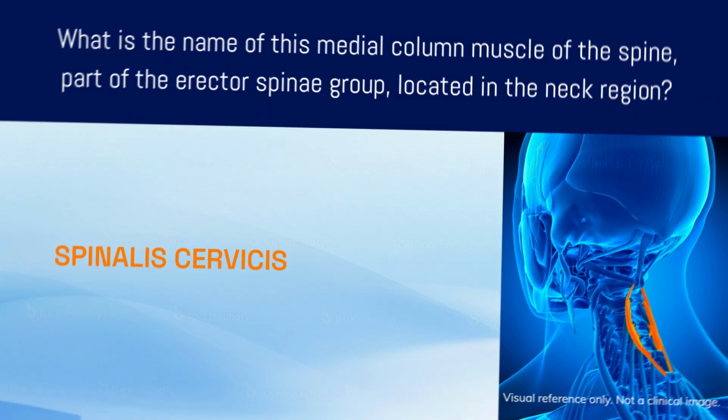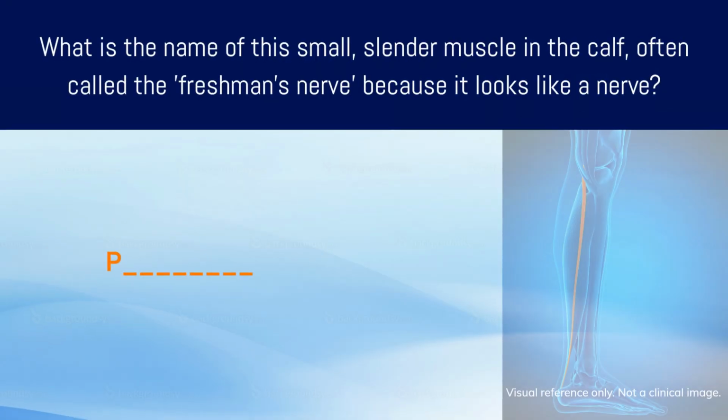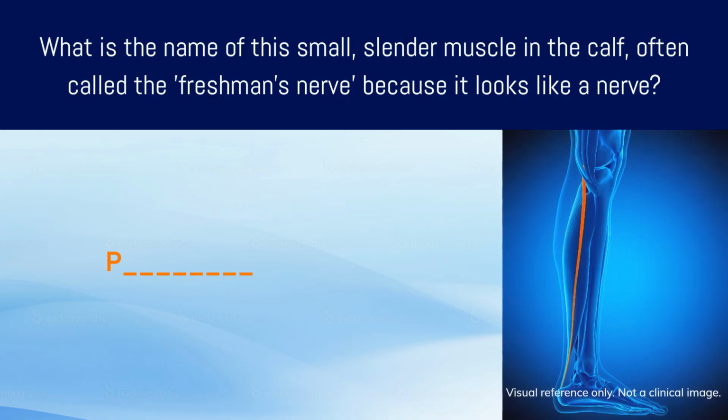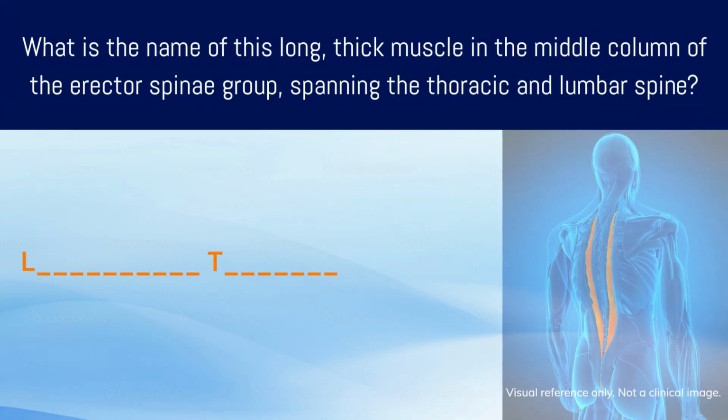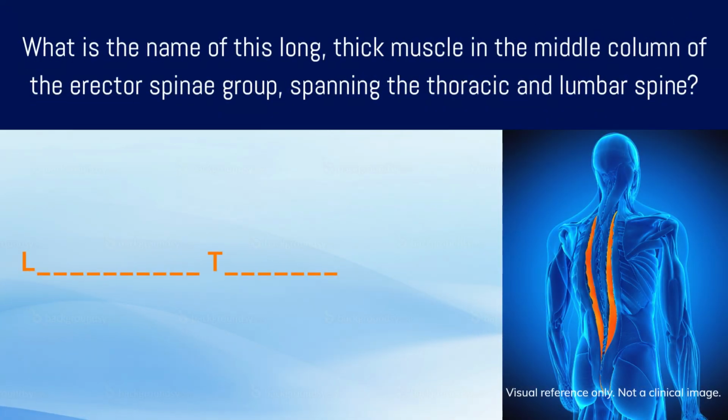Spinalis cervicis. What is the name of this small, slender muscle in the calf, often called the freshman's nerve because it looks like a nerve? Plantaris. What is the name of this long, thick muscle in the middle column of the erector spinae group, spanning the thoracic and lumbar spine?